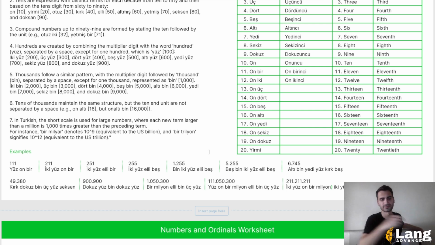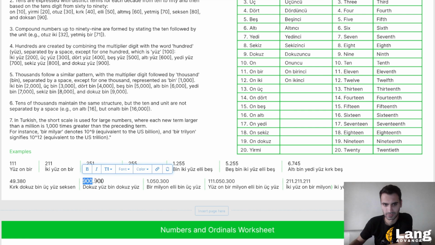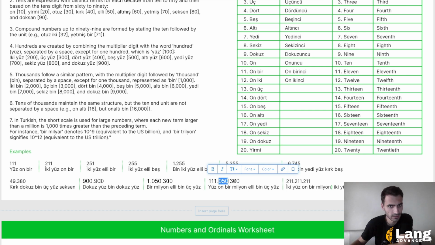900, 1900. 900 bin, so 900,000. 1 milyon, 1 milyon, 1 milyon, 50 bin, 300, 111 milyon. Just 111. 50, 50, 1000, 1000, 300, 300.